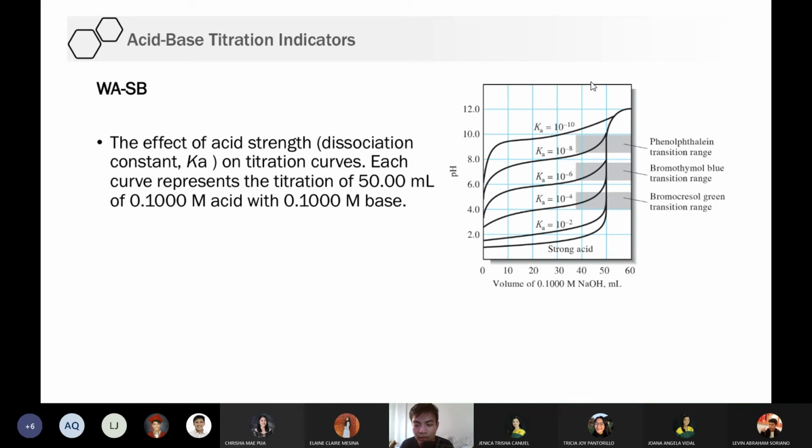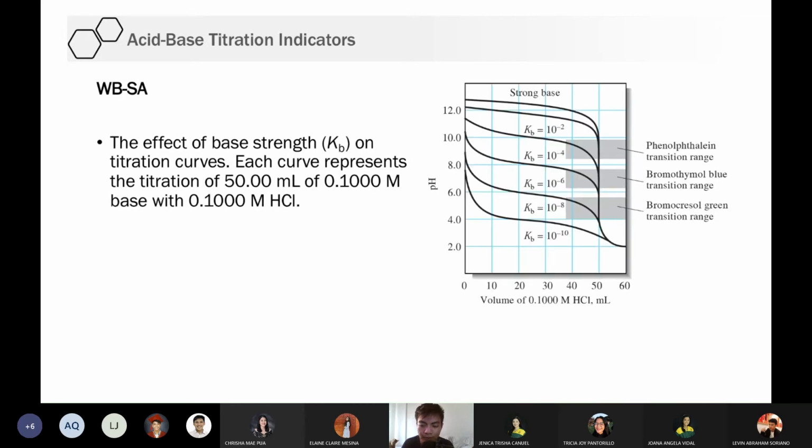Also, depende din sa Ka or Kb ang length ng inflection point. No? Okay. Depende yun sa Ka and Kb, yung length ng inflection point. So for acids, the higher the Ka, the longer the inflection point. That means mas marami kang pwede magamit na indicator. However, kapag lumiliit lalo yung Ka, mas maliit yung inflection point. Okay? So, onti lang yung indicators na pwede mo gamitin to observe that transition.